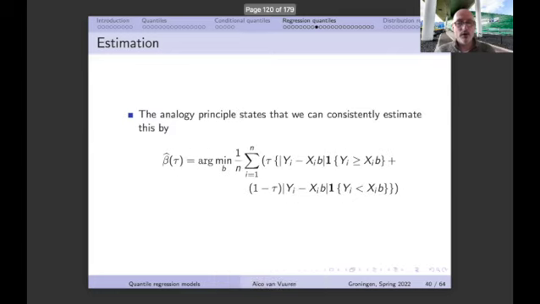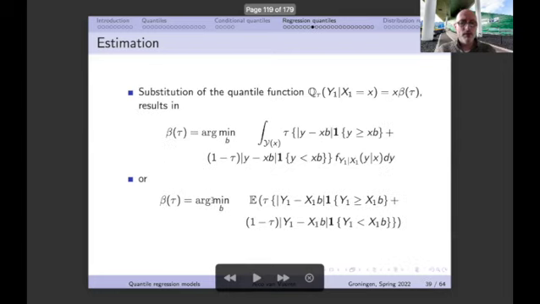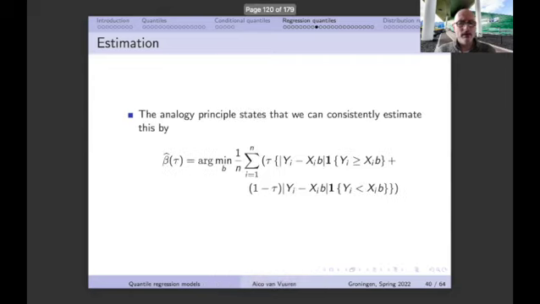But then we should also realize that if we have the same functions, then they should also have the same minima. Therefore the minimum that we're going to have over here, let's call it beta hat tau, should converge to the minimum that we have over there, which we know is equal to beta tau. So that means that if we use this feasible estimator over here, we're going to get a consistent estimator of our regression quantile coefficients.